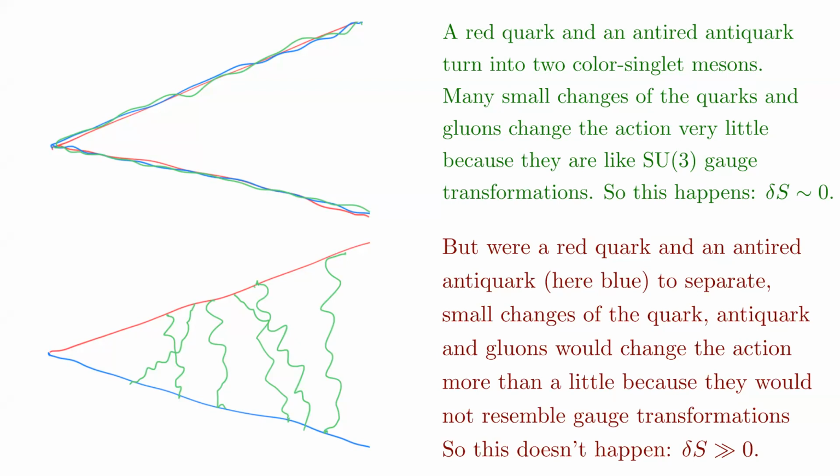On the other hand, if you have a red quark and an anti-red quark, I couldn't find any anti-red color, so I used blue, and here's some green gluons. The idea here is if you have small changes of these trajectories, they're not gauge transformations. They're not at all like gauge transformations. So the change in the action isn't necessarily small. So anyway, I don't know if this is nonsense or whether it could lead somewhere.